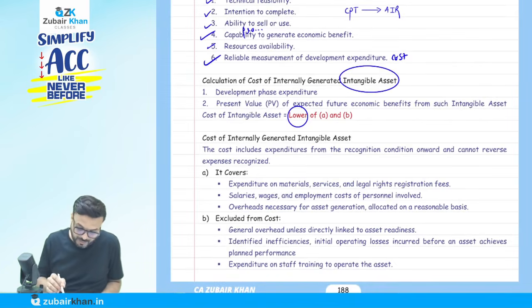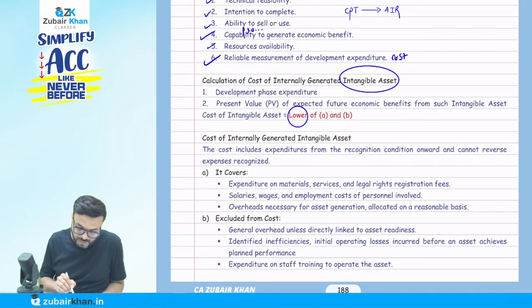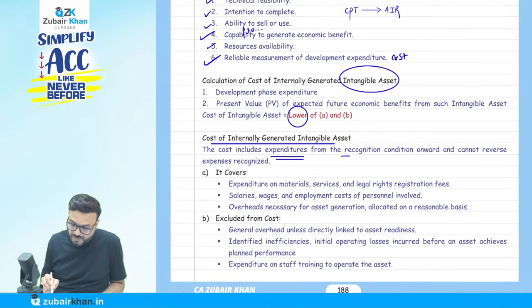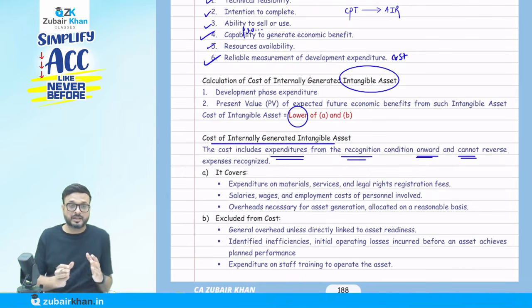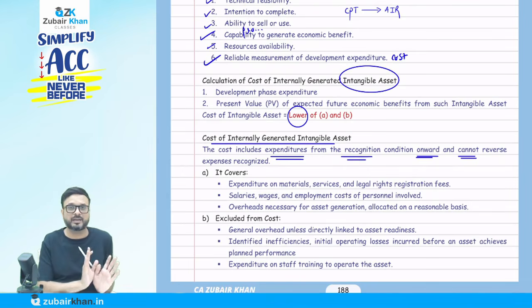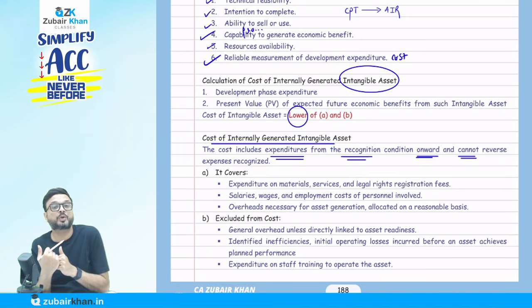Now they say calculation. The cost of an internally generated intangible asset includes the expenditure from the recognition condition onward and cannot be reversed. Obviously, once you recognize research and development expense in P&L, it will not be capitalized. Once you have taken it to P&L, you cannot transfer it back as an asset.